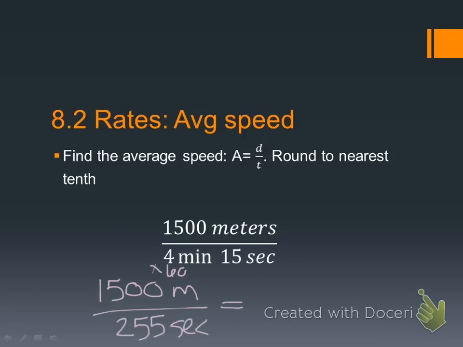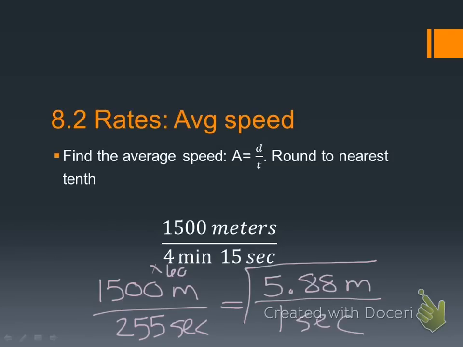And then you'll want to divide that out. Now, if you did this right in your calculator, you should have ended up with a really large decimal. On the test tomorrow, I'll give you specific instructions about rounding, but most of the time I'll say to round to the nearest hundredth. So in that case, it would be 5.88 meters per second, and that would be your answer.